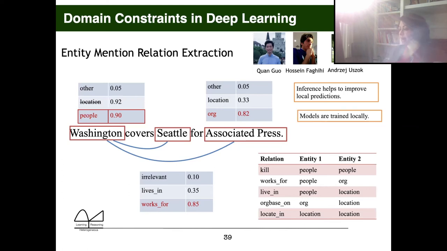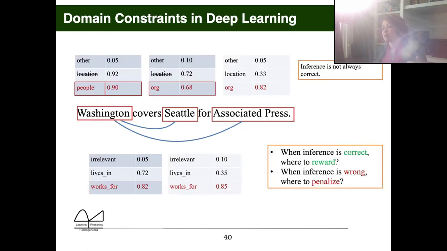But now the issue is how we're going to use this kind of constraints in the loop of training. The inference sometimes corrects the model, sometimes it might be the other way around. Actually, maybe the local models are correct, and the inference makes it wrong, though it is still consistent with the constraints. So that's why we need to look at how we can use this inference in the loop of training, and how we can change the way that we backpropagate the errors if we have this inference.